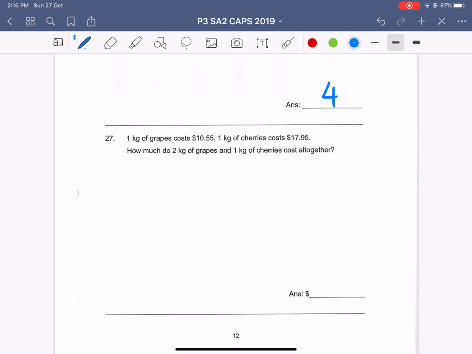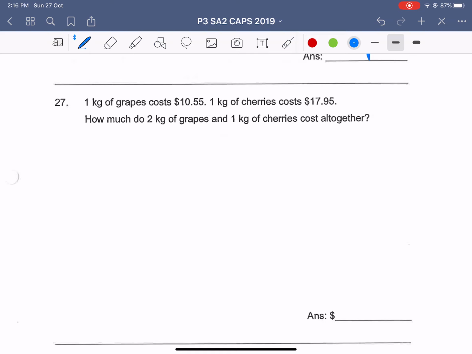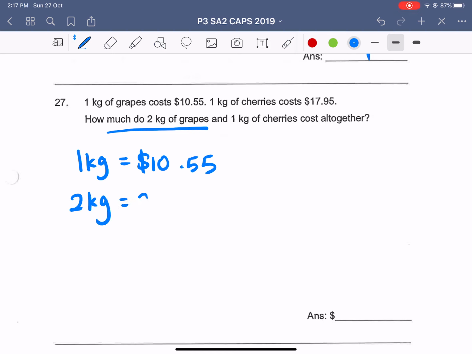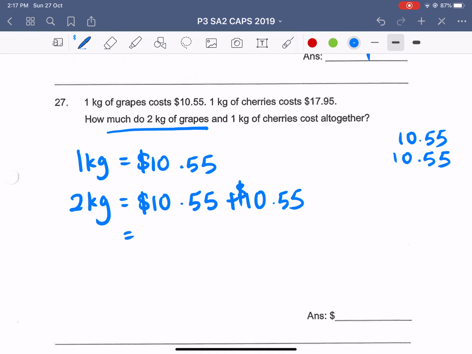Okay, question 27 is a very simple proportion question. 1 kg of grapes is $10.50. So how much do 2 kg of grapes cost? 2 kg, doesn't this look like the unitary method? If 1 unit is $10.50, then 2 kg will be another $10.50, right? So we can do it by addition, because addition is easier. Of course, if you know how to do it by multiplying, that's fine as well. Okay, that's going to give me $21.10. This is for grapes.